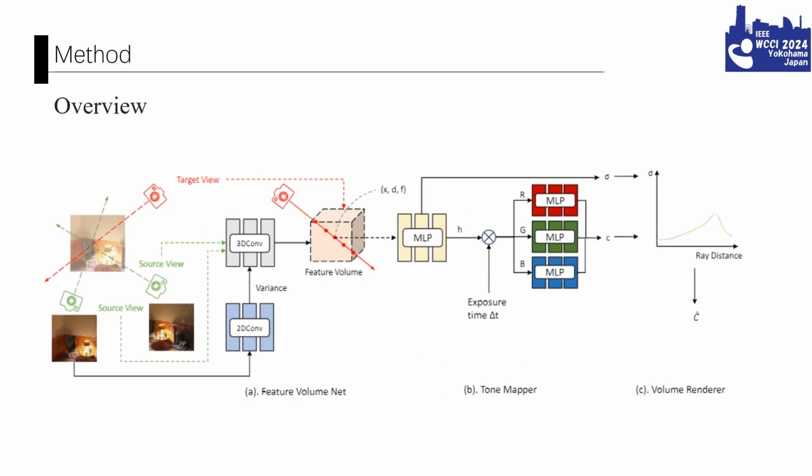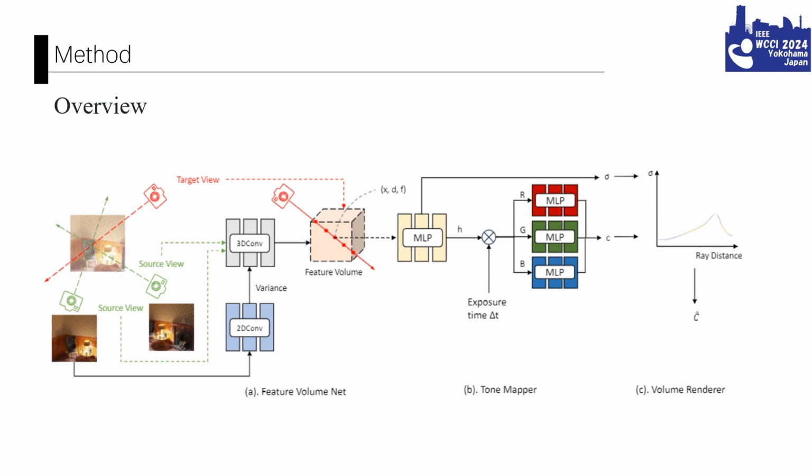Our model is divided into 3 parts. Part A is the construction of the lighting feature volume, Part B is the construction of the tone mapping function just mentioned, and Part C is the classic volume rendering method. The main idea is that in each training iteration, 3 pieces of data with the same brightness are randomly used, 2 as the source view, 1 as the target view for the ground truth, and then one of the 2 source views is randomly selected as the reference view.